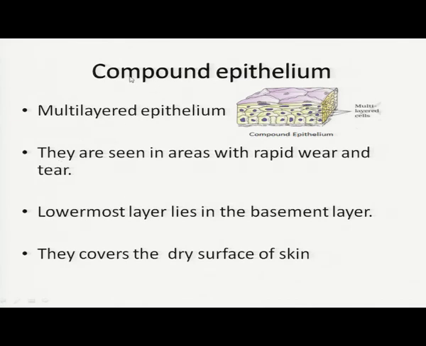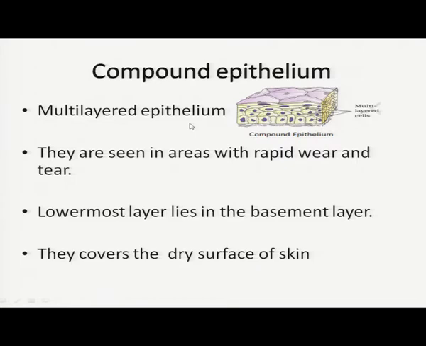Now, you can see the second category of epithelium, that is compound epithelium. The first category was simple epithelium with only one layer of cells lying on the basement membrane. Here, the second category, compound epithelium. See the diagram here. Compound epithelium means many layers of cells. You can see many layers of cells lying on the basement membrane. So, it is multi-layered epithelium.